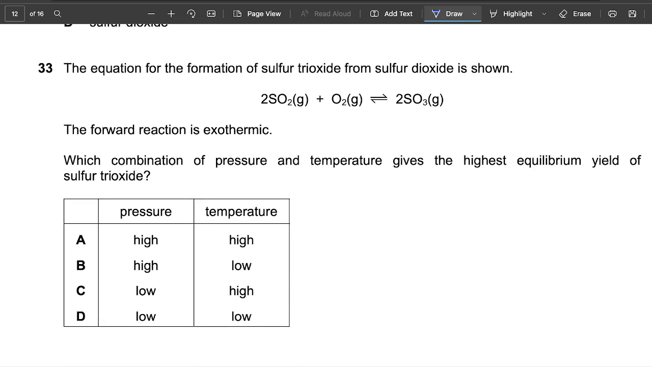Okay, the equation for the formation of sulfur trioxide from sulfur dioxide is shown. So this looks like it's the contact process. It's telling us the forward reaction is exothermic. Which combination of pressure and temperature gives us the highest yield for sulfur trioxide? So sulfur trioxide is this.